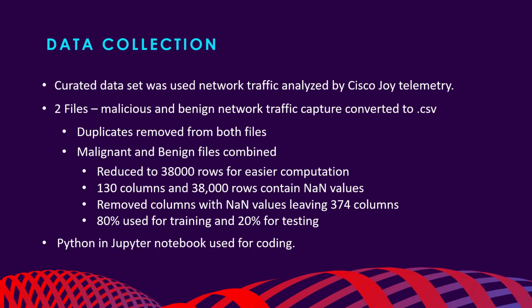Those files were converted from JSON to CSV so that they could be in a data frame. And from those files, there was pre-processing, so duplicates were removed from both files. Also, null values were removed from both files. And then the files were combined. Combined, those files were quite a bit of data. It was reduced to 38,000 rows so that the computation could move a little faster.